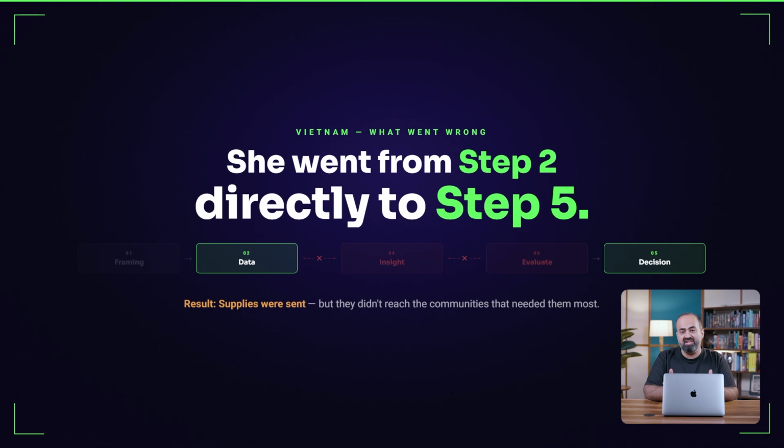The disaster professional in Vietnam went from step 2 directly to step 5. She skipped both insight and evaluate. That is why supplies arrived but did not reach the right people.